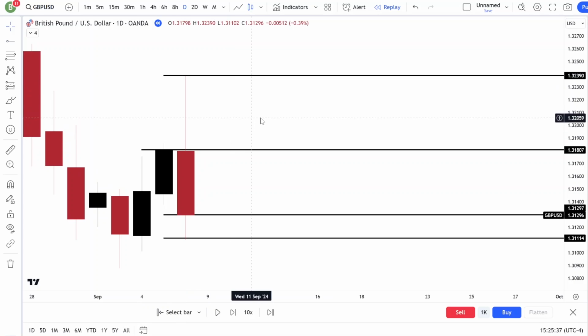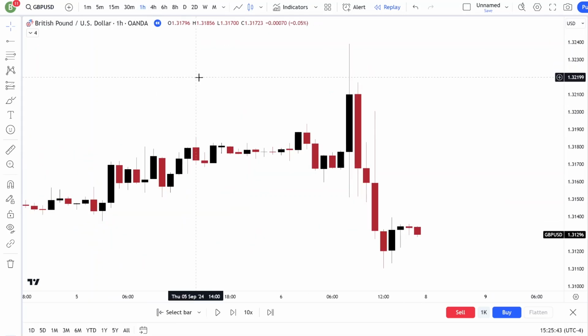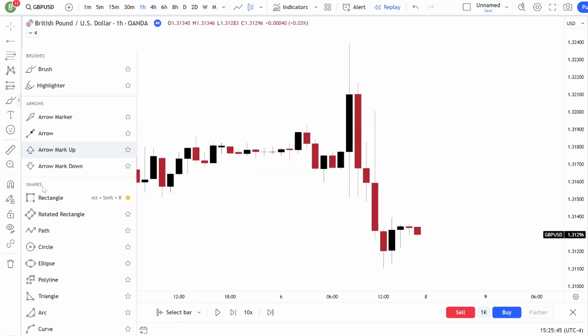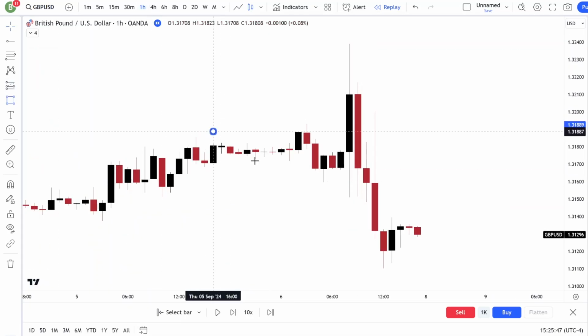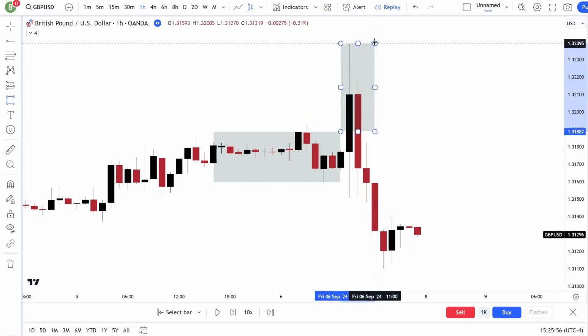And again, if you want to look at it from a candle flip perspective, what you want to do is you go on the 1 hour. Here you have your accumulation. Here you have your manipulation, which was your candle high. And here you have your distribution.